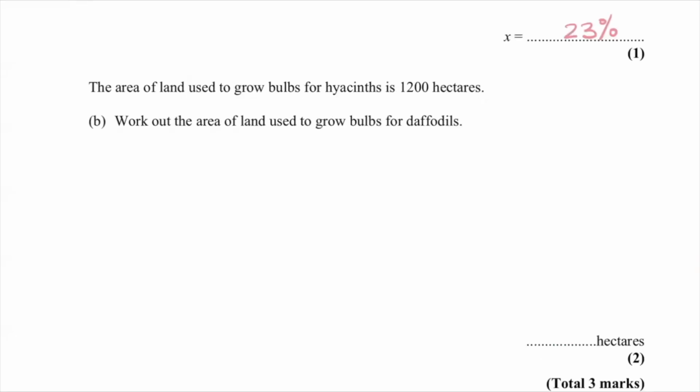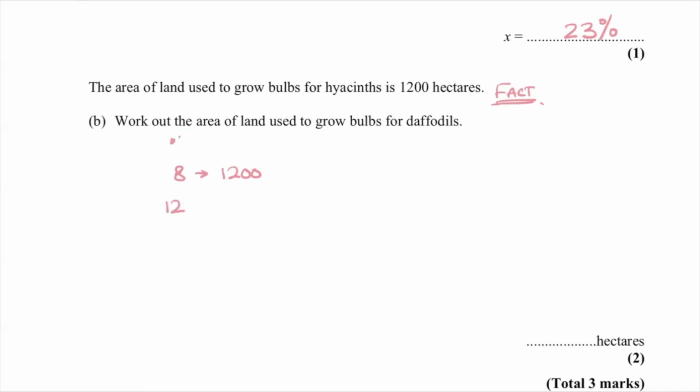Okay, so the area of land used to grow bulbs for hyacinths is 12,000 hectares. Now that is a fact. You might not spot that immediately, but it is a fact. And even if you didn't spot it as a fact, you'd probably write that information down next to each other. So I know that 8% is worth 12,000, might do a little arrow, however you set it up. We're then having to work out the land used for the daffodils. Now the daffodils is 12.